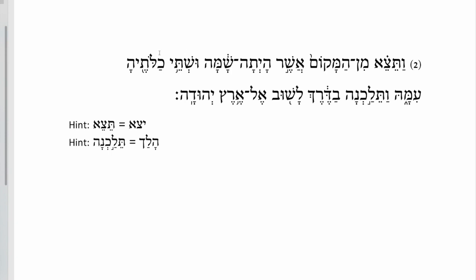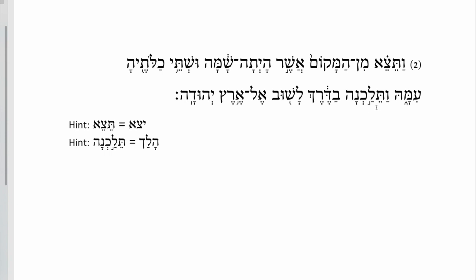Ushete kaloteha, and the two of her daughters-in-law, ima, with her. Now remember the third feminine singular object suffix, when it's a pronoun, you will often get this mapik or dagesh in the hey. It can't be a dagesh because hey is a guttural and dageshes don't appear in gutturals, right? So if you see one, it's trying to catch your attention. It's so that you don't forget her. So ima is with her. So she and her two daughters-in-law with her, right?